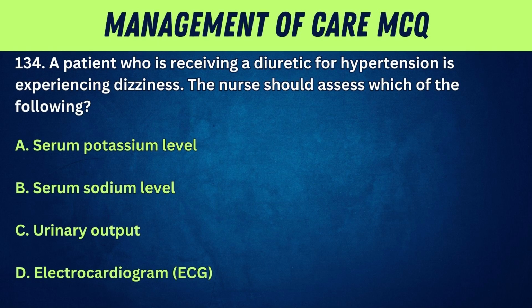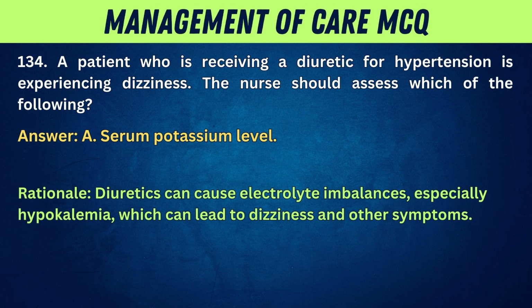134. A patient who is receiving a diuretic for hypertension is experiencing dizziness. The nurse should assess which of the following? A. Serum potassium level. B. Serum sodium level. C. Urinary output. D. Electrocardiogram, ECG. Answer: A. Serum potassium level. Rationale: Diuretics can cause electrolyte imbalances, especially hypokalemia, which can lead to dizziness and other symptoms.